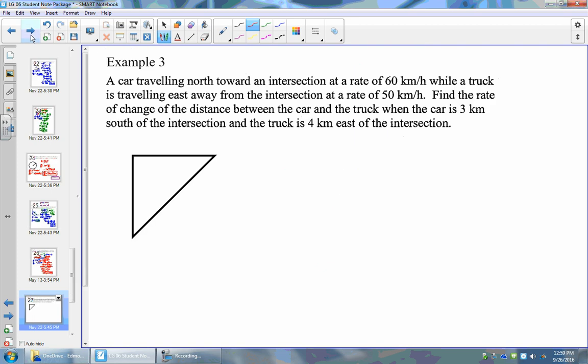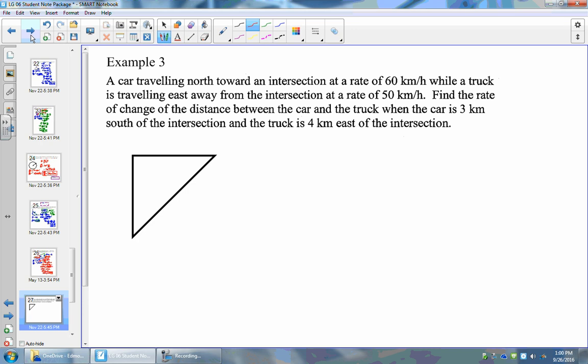All right, let's move on to the next one. Example number 3. A car is traveling north towards an intersection at a rate of 60 kilometers per hour, while a truck is traveling east away from the intersection at a rate of 50. Find the rate of change of the distance between the car and the truck when the car is 3 kilometers south of the intersection and the truck is 4 kilometers east of the intersection.